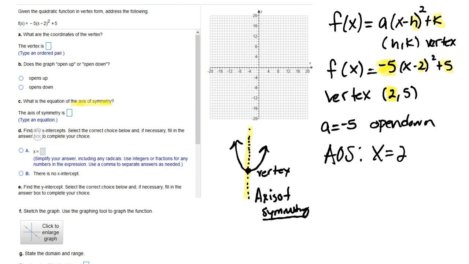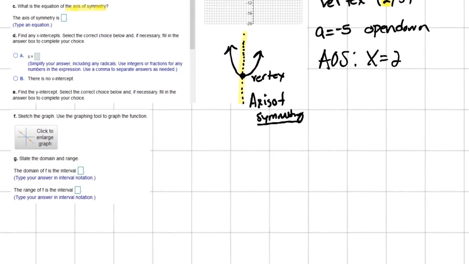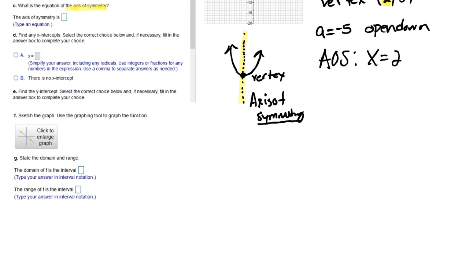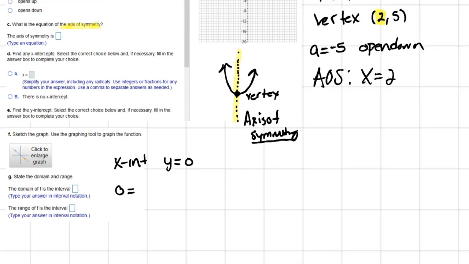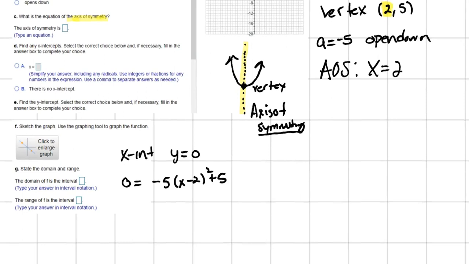The next part says find any x-intercepts. The way that we find an x-intercept is to let y equal 0. So for my function, I'm setting the f of x or y part equal to 0. I think I need to write down the function. It's -5 times (x minus 2) squared plus 5.